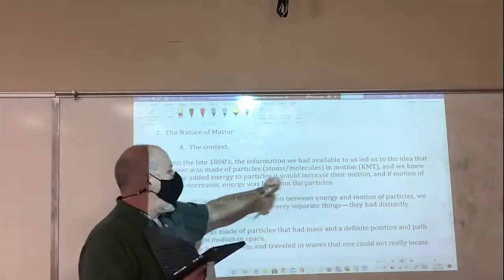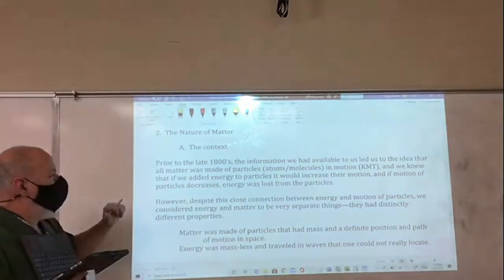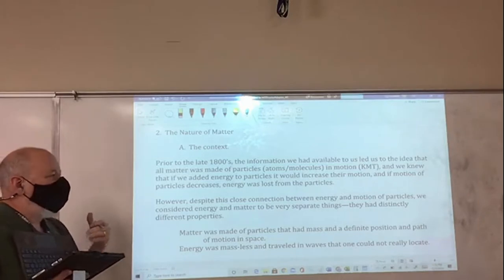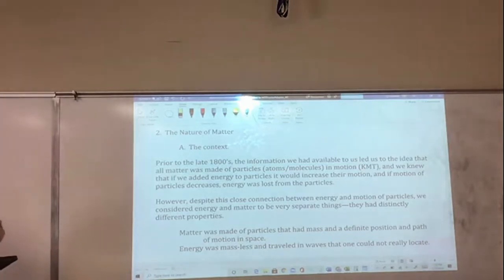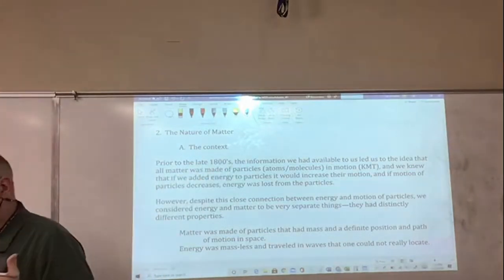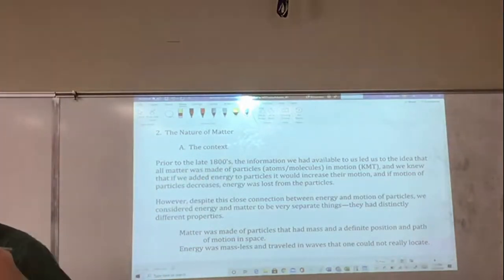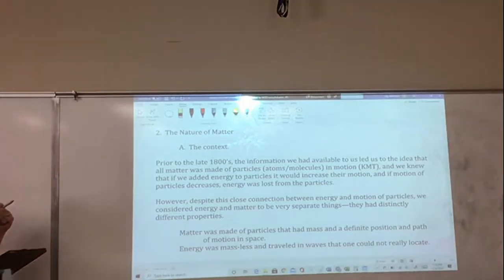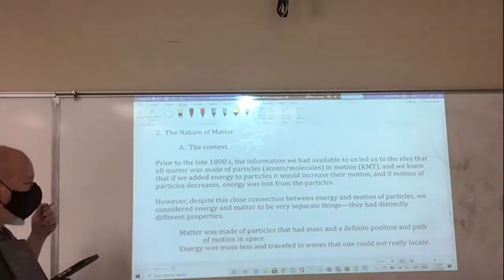And we also knew, from what we knew from physics, that if we added energy to particles, it would increase their motion. And if motion of particles decreased, energy was lost from the particles. We understood that from classical physics. We thought that if we added energy to these particles, they would speed up. And if we took away energy from those particles, they would slow down.